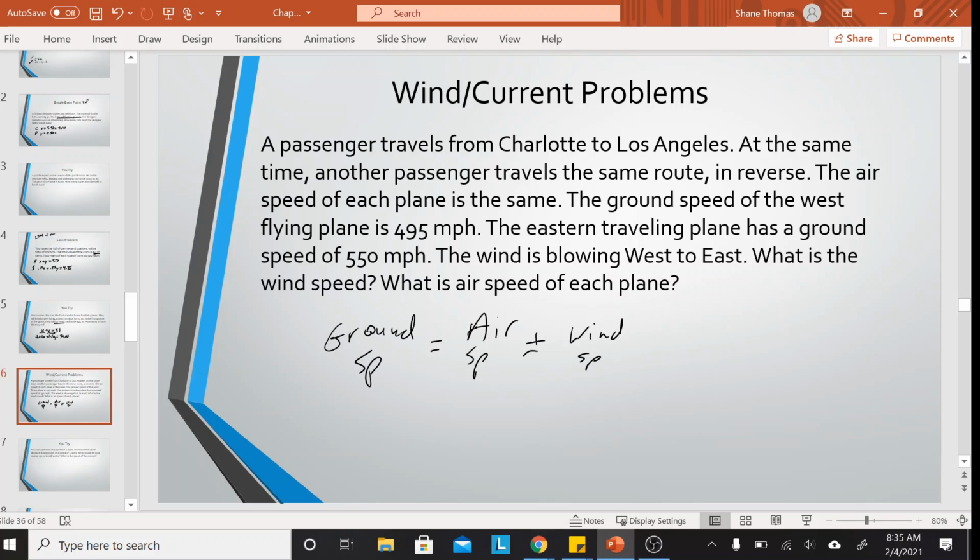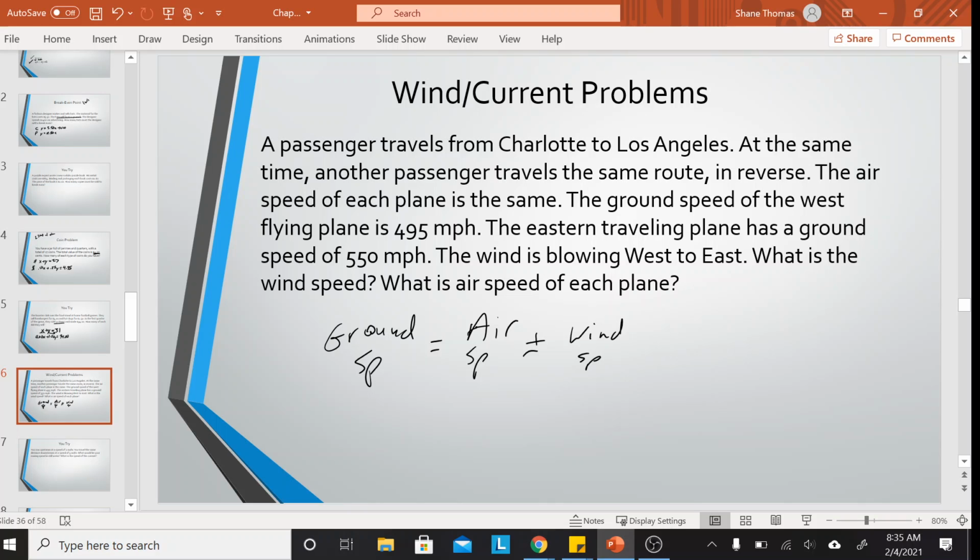Okay? So your ground speed is like your overall speed at the end. Airspeed is how fast the plane is flying. Wind speed is either pushing for or against it. Okay? We're imagining it's either blowing straight in the face or straight from behind. You get ones where it's blowing across winds later on in your math career.